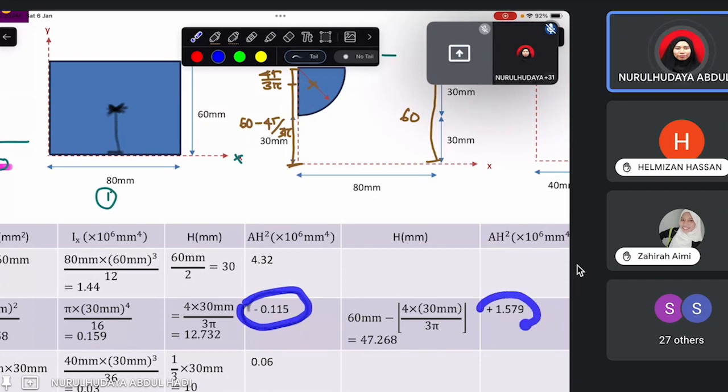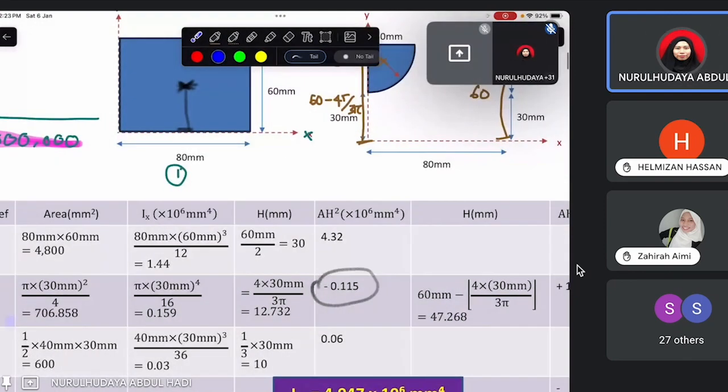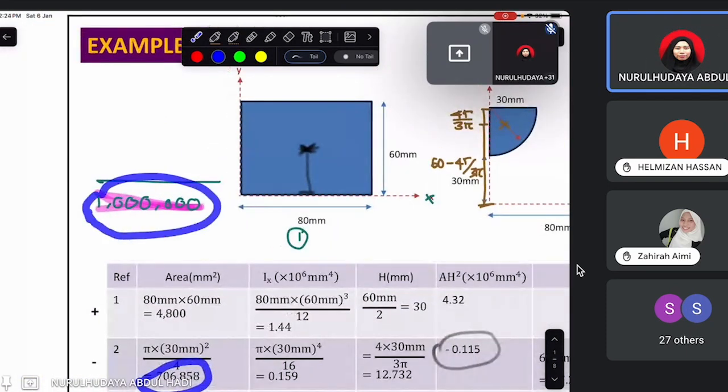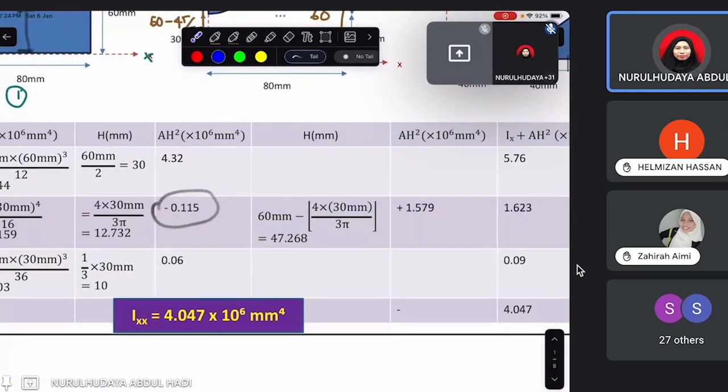This one you add. Okay. So, 47.268 power of 2 multiplied by the area, divided by 1 million. You get the value 1.579 times 10 power of 6. You have to add it. Okay.